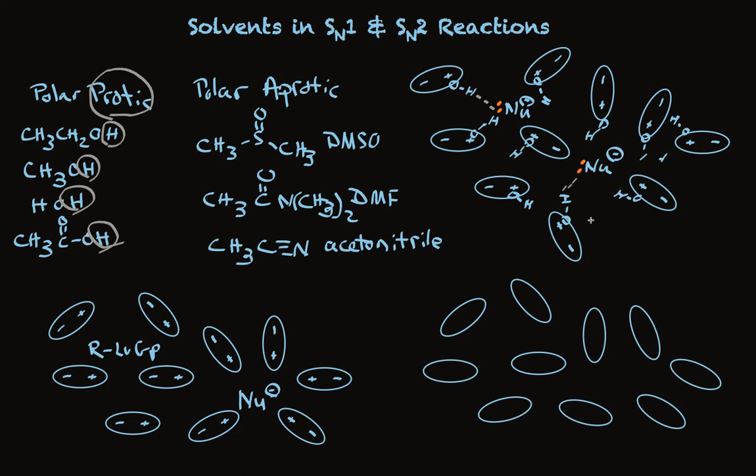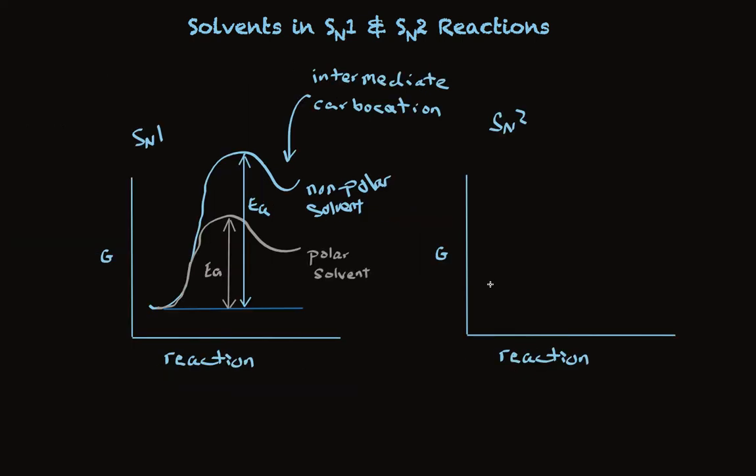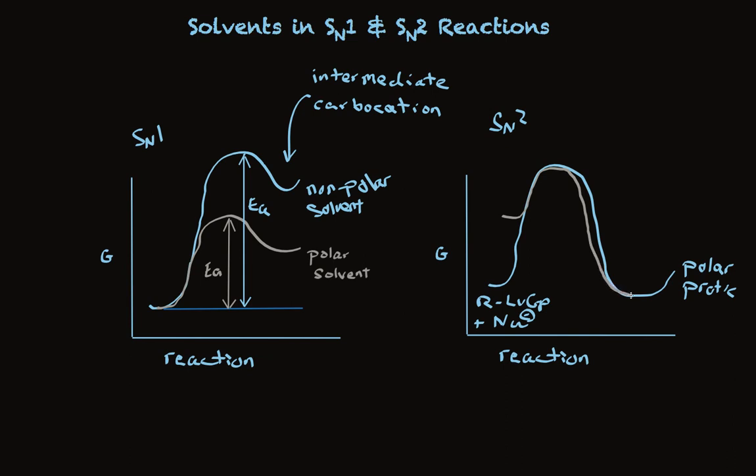Here's the energy diagram to show that. For the SN2 reaction, we have a standard energy diagram for the SN2 reaction in a polar protic solvent, where we have the alkyl group with the leaving group attached, plus the nucleophile. And in solvents where hydrogen bonding is not possible, the reactants are less stabilized, so we have a reaction that makes the same products, but we're starting at a different energy level because the nucleophile is so much more reactive. Large activation energy, polar protic solvents. Much smaller activation energy, polar aprotic solvents.